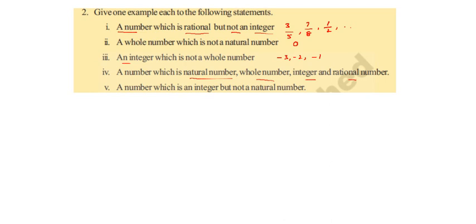A number which is a natural number, whole number, integer and rational number. Then you write a natural number. All the natural numbers are in whole numbers and integers and rational numbers. Hence you write any natural number, that's enough. That means 1, 2, 3, etc. You may write any natural number. This is in the set of whole numbers, in the set of integers, and also in the set of rational numbers.